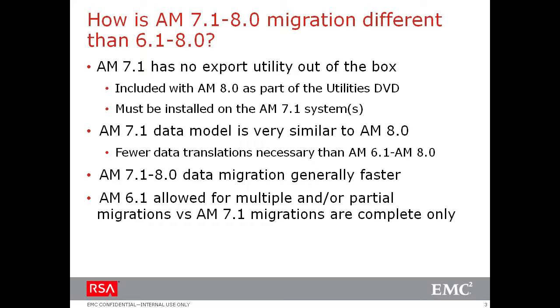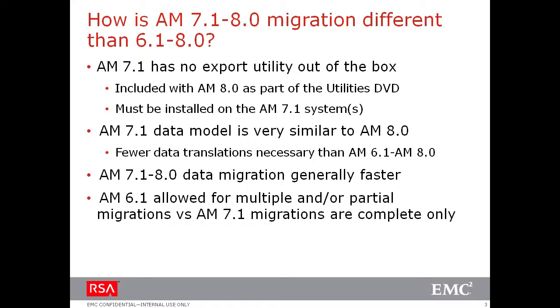With 6.1 to 8.0, there were a lot of data model changes. So it was really a lot of apples to oranges conversions that had to happen as part of the migration process. With Auth Manager 7.1, that really isn't the case anymore. The data model is very similar to Auth Manager 8, so there are very few data translations that are actually necessary as part of the migration process. So that should make for a much easier migration process.